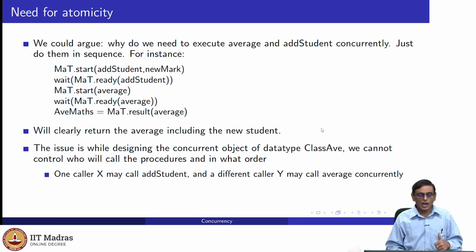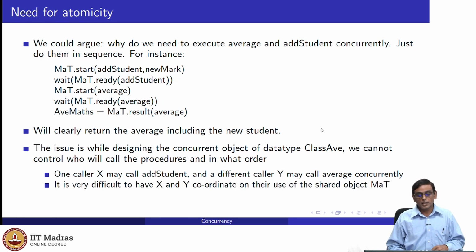Because it's very hard for X and Y to coordinate, and we don't know, we can't prevent, in fact, because both of these are public procedures, we can't prevent anybody from calling at any time. Therefore, it's necessary for us to plan for concurrency. We have to plan that if there are two procedures, there is a possibility that both of them are called at the same time, and therefore they can both access the list and the list can get corrupted.